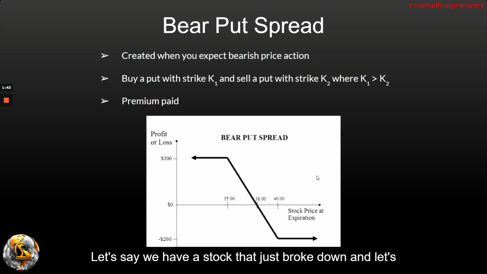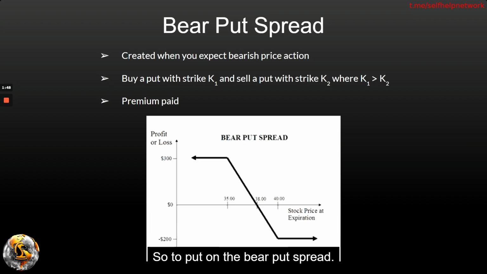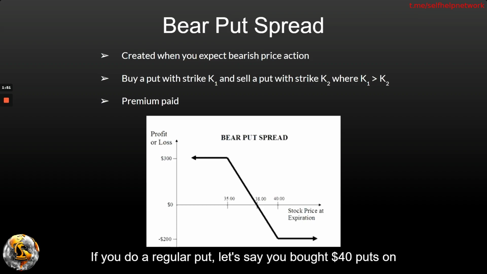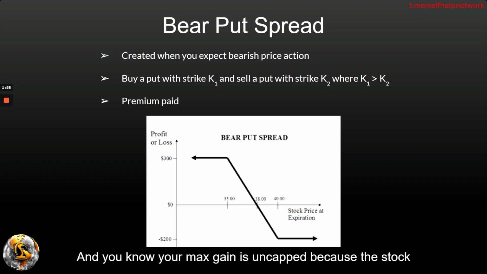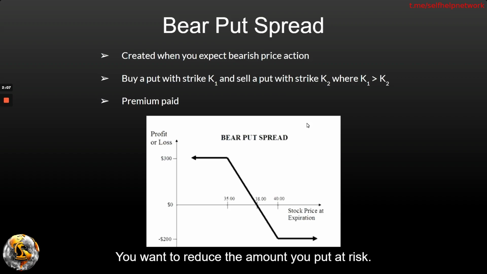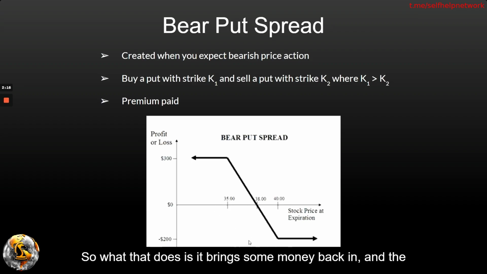Let's say we have a stock that just broke down, and the stock price right now is 45. To put on the bear put spread, if you do a regular put, let's say you bought $40 puts on it. You paid some premium and your max gain is uncapped because the stock can go to zero. Now, let's say you do not want to pay that much premium, you want to reduce the amount you put at risk. What you can do is sell a $35 put on the position. That brings some money back in, and the amount you pay for premium is reduced overall.